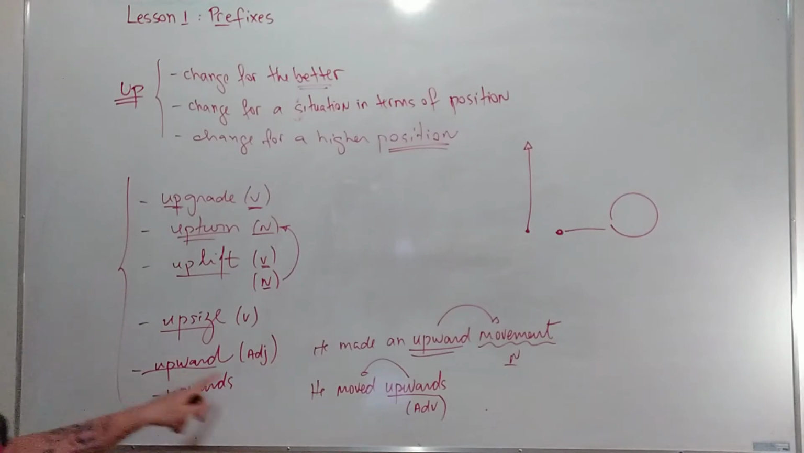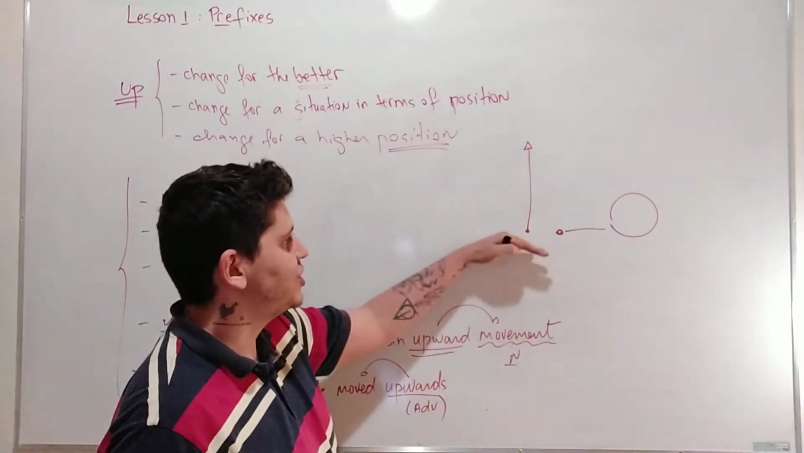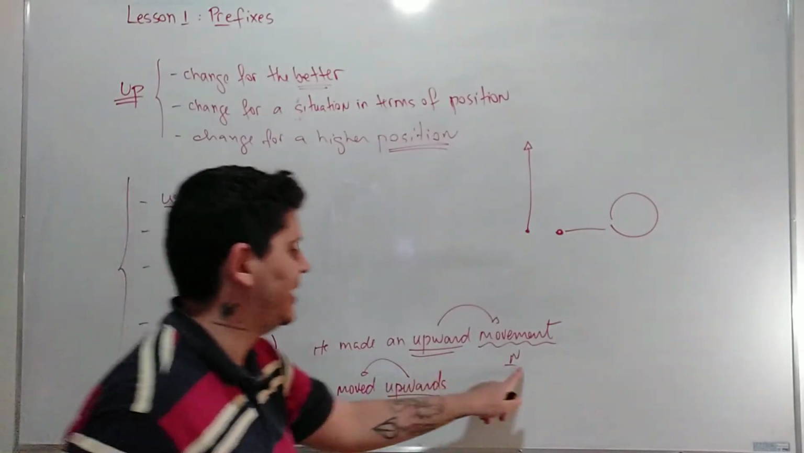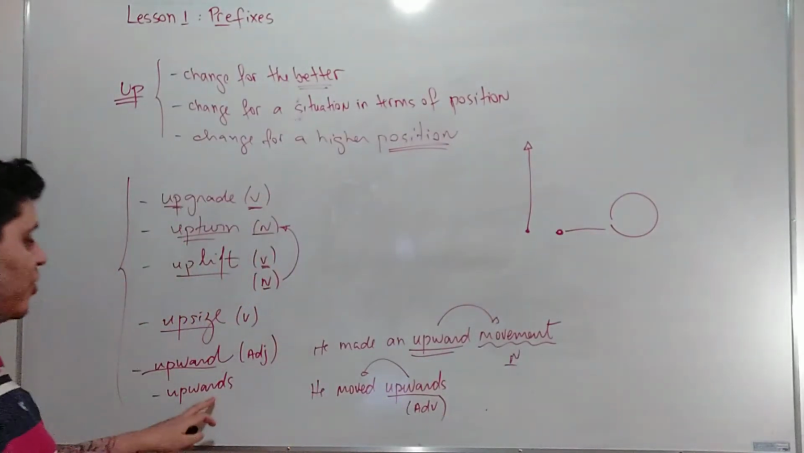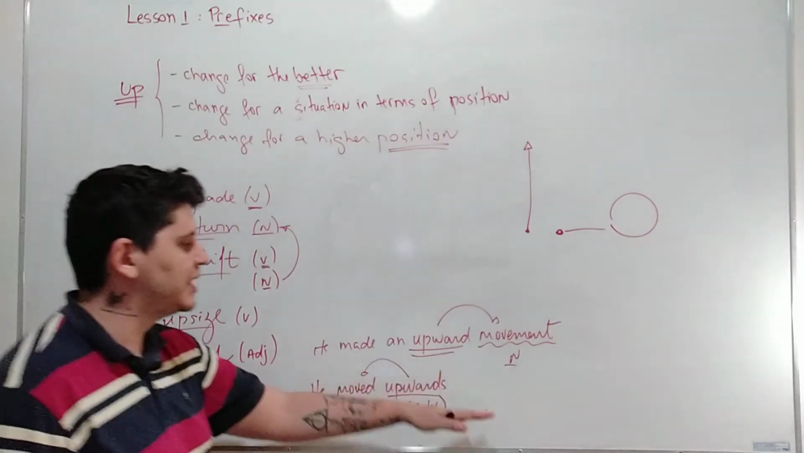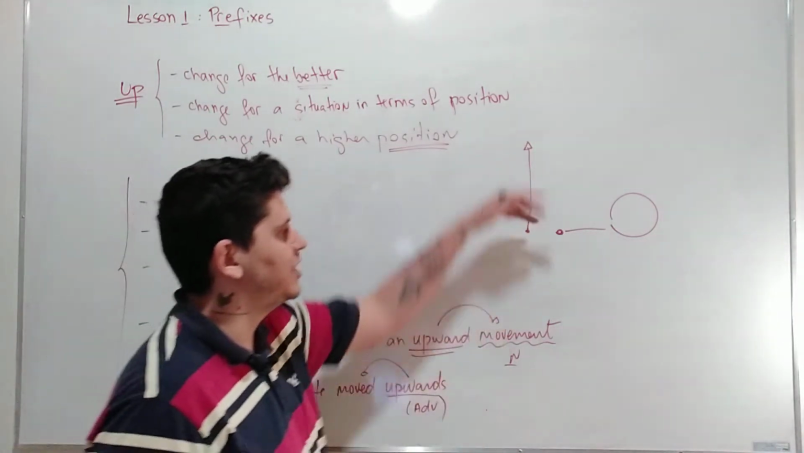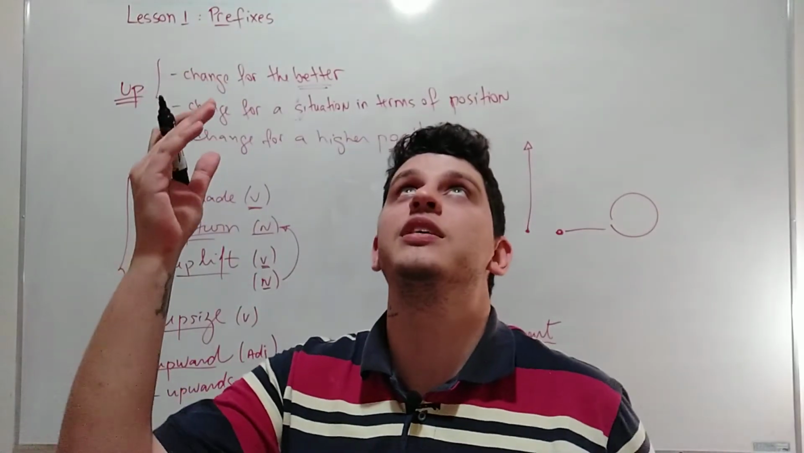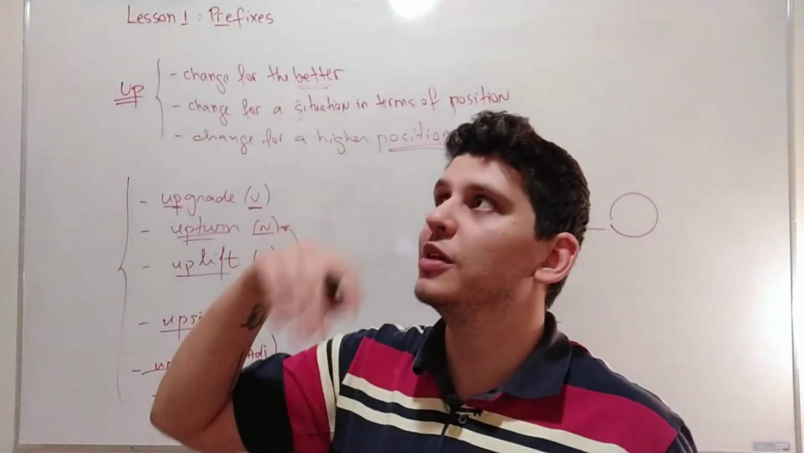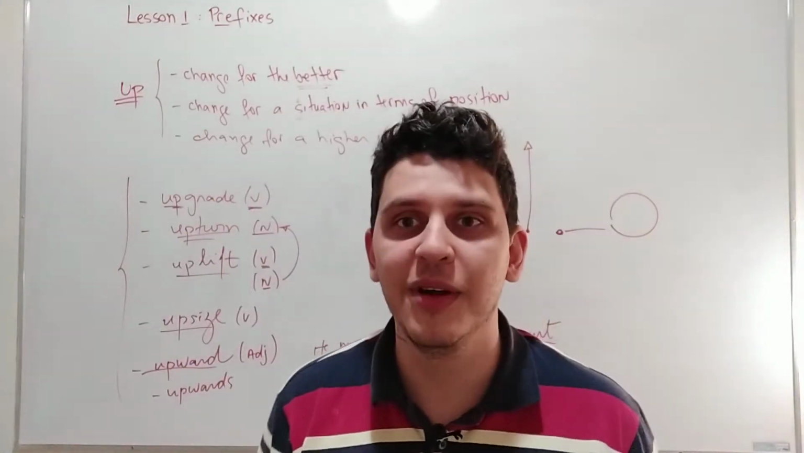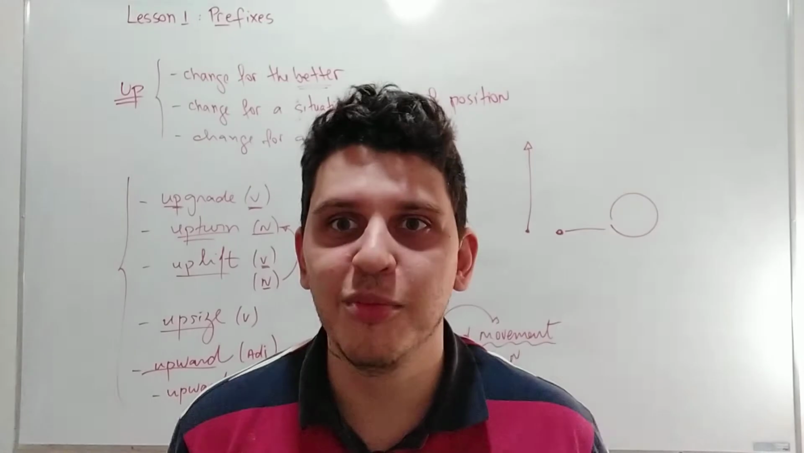And upward indicates something that changed from one position into another, but it's an adjective, so it needs to classify a noun. And upwards is used as an adverb when you are doing something and this something is moving into a higher position. For example, you can look upwards. If you look upwards, you look into a higher position. You look at the ceiling, for example. Right now, I am looking upwards.